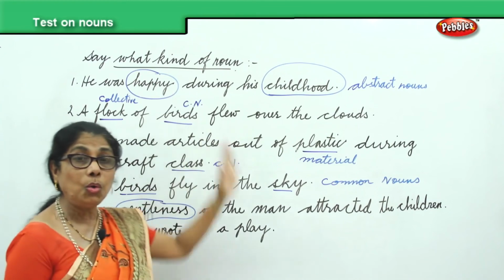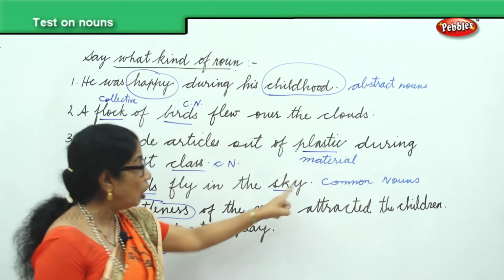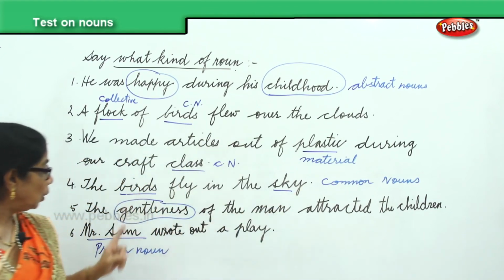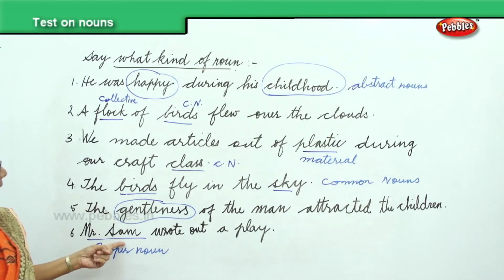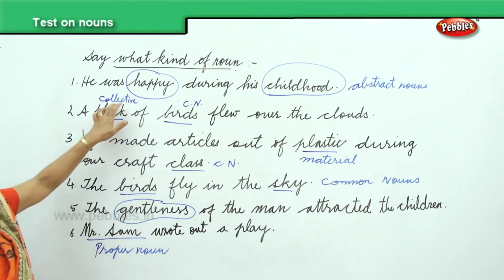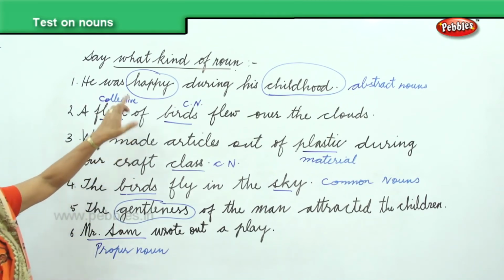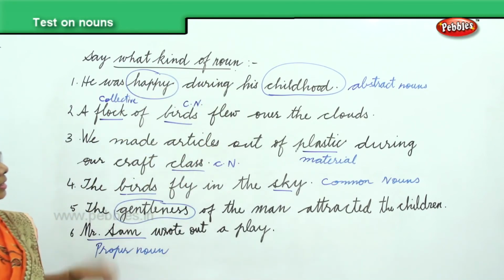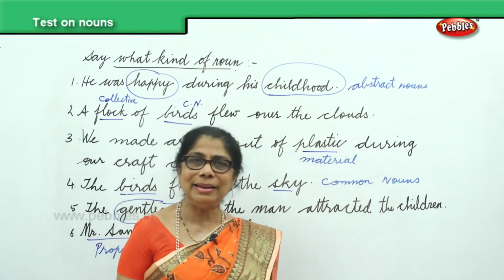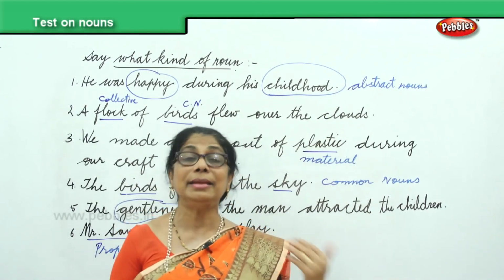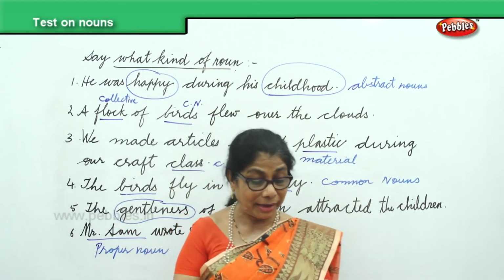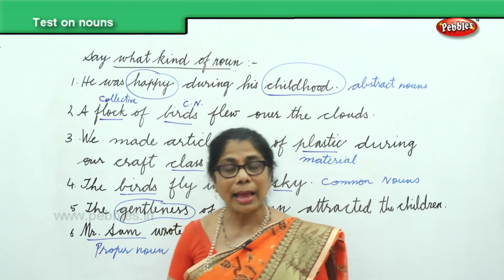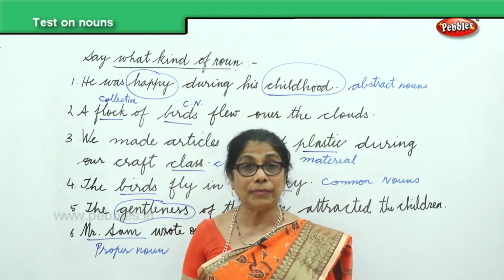So we have done all the nouns here. We have common noun, sky and bird. We have proper noun, Mr. Sam. We have collective noun, flock of birds. We have abstract noun, happy, childhood, and gentleness. We have plastic, material noun. So we learned here to identify, pick out, and say what kind of noun that is.